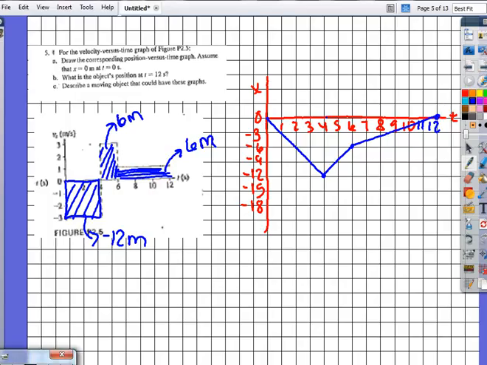B says, what is the position at 12 seconds? I'm just going to look at my position graph right here. At 12 seconds, we are at 0 meters. So for B, you should have gotten 0 meters.